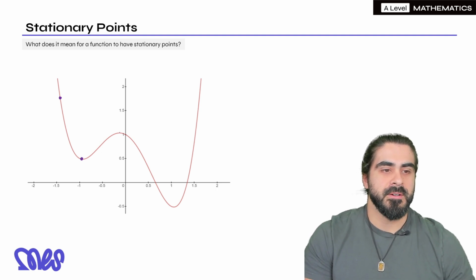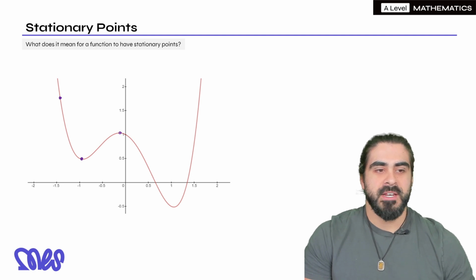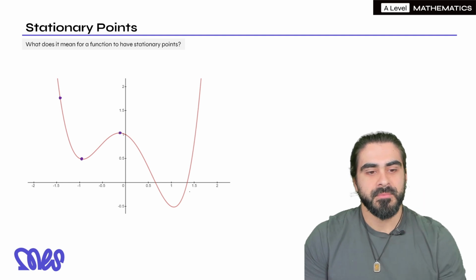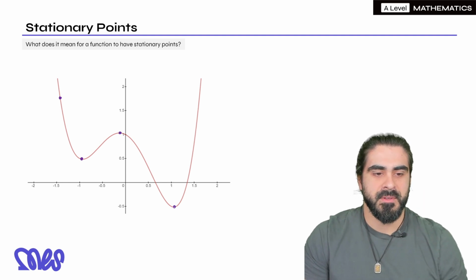Another point would be up here. If you took that ball and you managed to place it perfectly, the ball would not move. And then the last point is here.